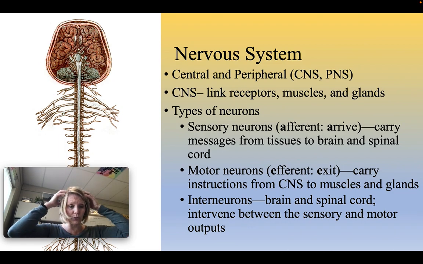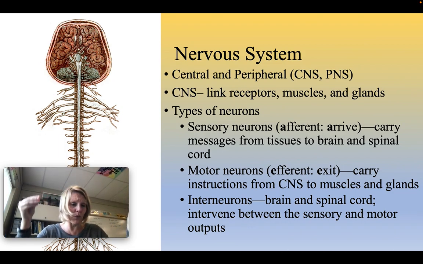Motor neurons are those ones, and when we looked at a neuron, we were basically looking at a motor neuron. Motor neurons are in our brain, and these are known as efferent neurons. They take that message and they send it out. It exits our brain to do something, usually a response of some sort, whether it's speaking or touching or reacting or whatever action or behavior we have. So those carry instructions from the central nervous system to the muscles and glands.